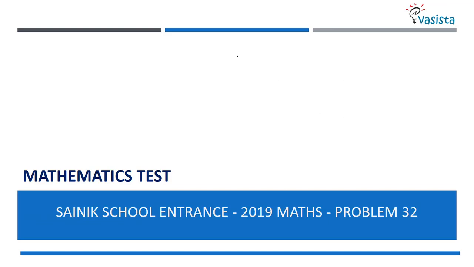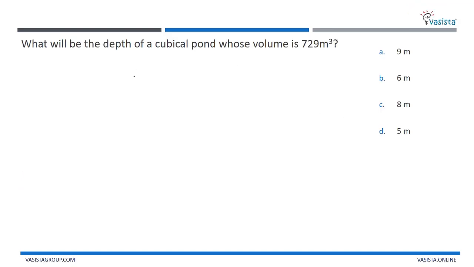Fine, this is problem number 32. What will be the depth of a cubical pond whose volume is 729 meter cube? They have given a cubical pond. We are supposed to find the depth, and they have also given the volume. You know, volume of a cube.